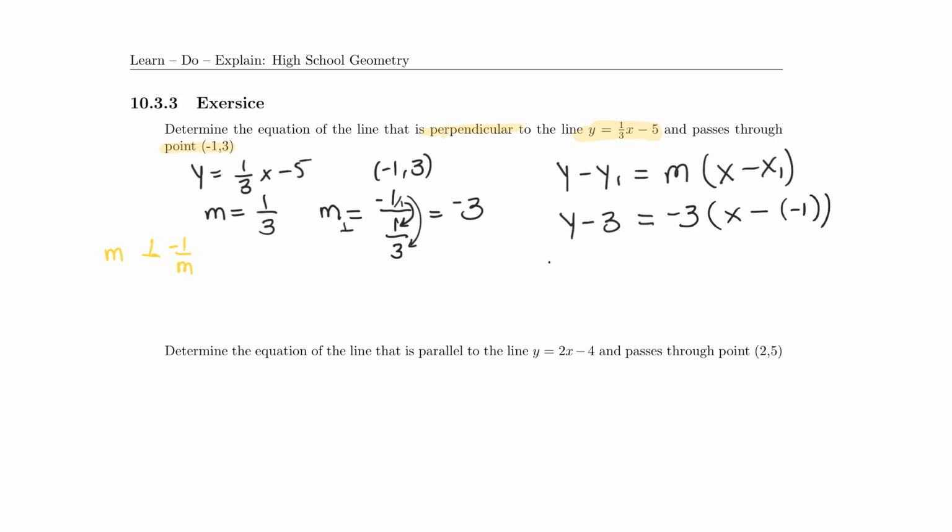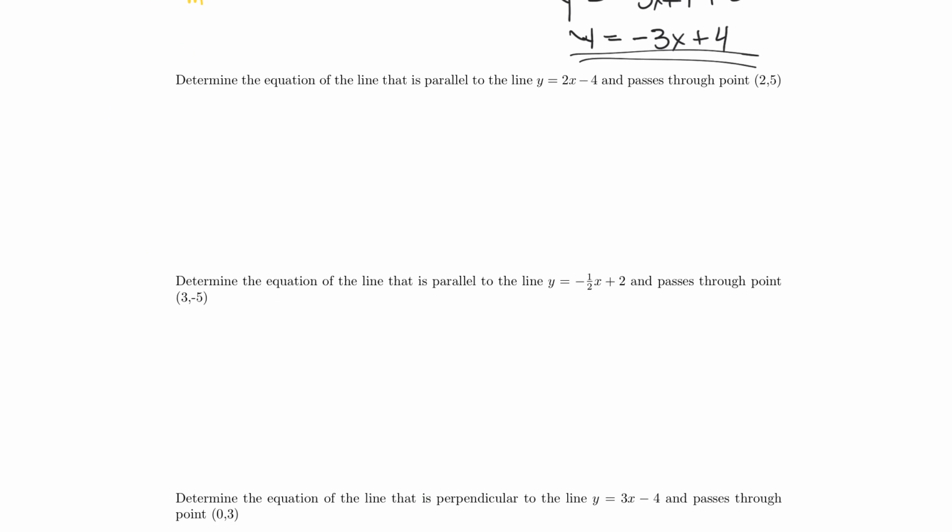Now we fix this equation and end up with y equals minus 3x minus 3 plus 3, which gives y equals minus 3x plus 4. And this is the equation of the perpendicular line to the original one that we are given. This is how we calculate perpendicular lines. Okay, let's keep practicing. Let's do the next one.